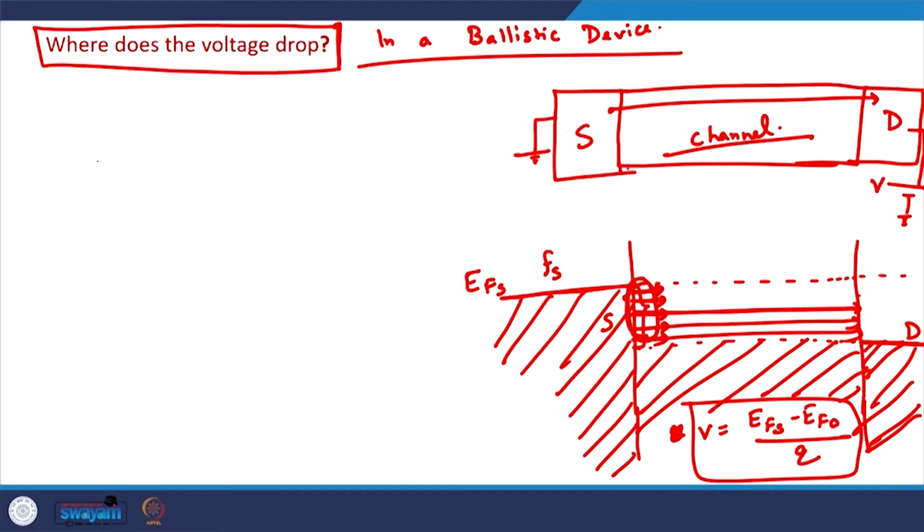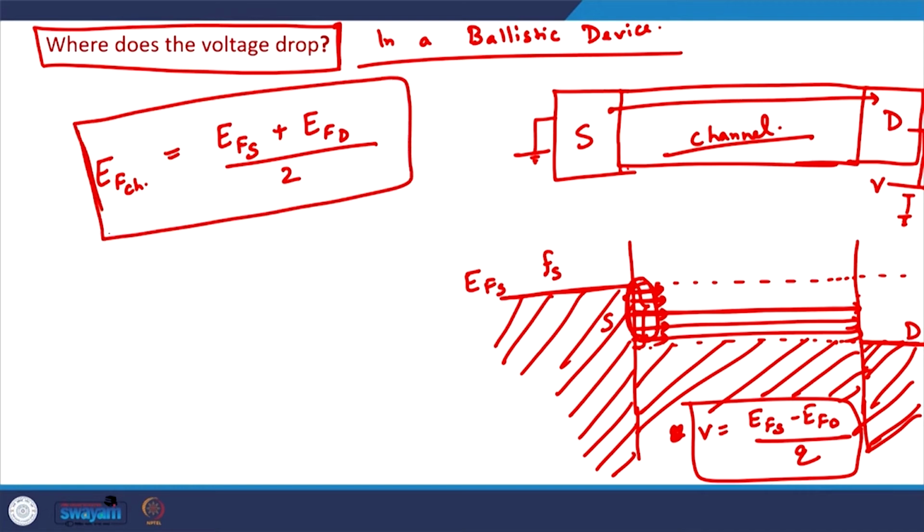So, in a way the channel Fermi level can be assumed to be in the middle of the source and drain Fermi levels. Although this does not come from the statistics of electrons in the channel in equilibrium, because we can do that only in equilibrium, this is just an approximation.